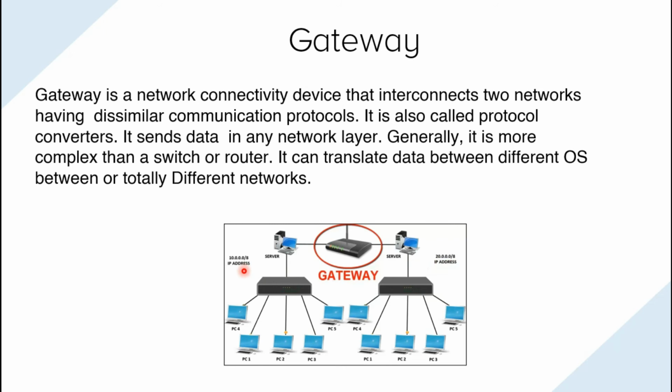A gateway is a network connectivity device that interconnects two networks having dissimilar communication protocols, and it is also called a protocol converter. It sends data in any network layer, and generally it is more complex than a switch or router. It can translate data between different operating systems or totally different networks as well, as we have discussed. So now we have completed gateway.